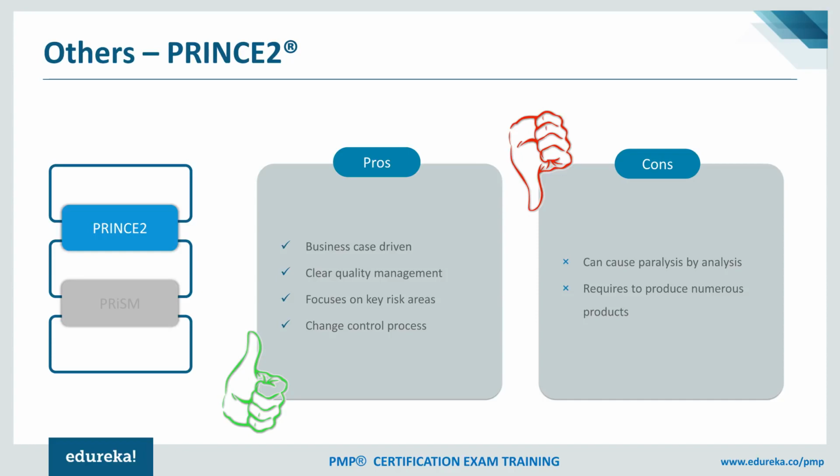Cons could be that a lot of parallel analysis happens. There are 44 processes, so you may get into a situation of paralysis by analysis. It requires producing numerous products. As we see, there are lots of phases and lots of processes, so there are various outcomes that you go on getting by using those. Sometimes if you do not have proper knowledge of these, you will find it a bit difficult to apply. So you need to have proper knowledge. There are certifications for PRINCE2 Foundation as well as expert-level certifications.